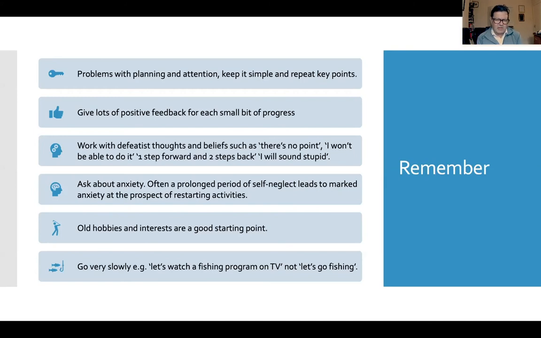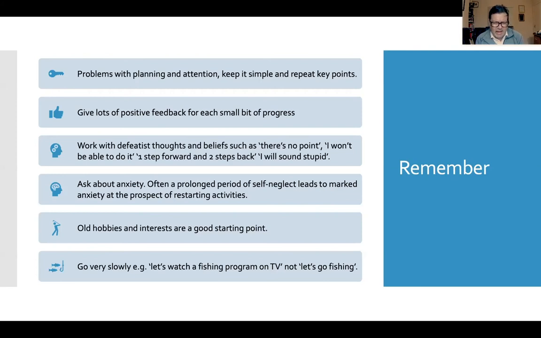Work with defeatist thoughts, such as "there's no point," "one step forward and two steps back, that's me," and "I'm going to sound stupid." But these are all the kinds of negative defeatist thoughts. So let's try and identify them. And if we hear them, we're going to start to use some more positive thinking and ask them to practice some more balanced positive thinking.